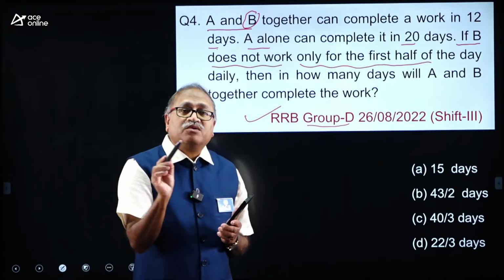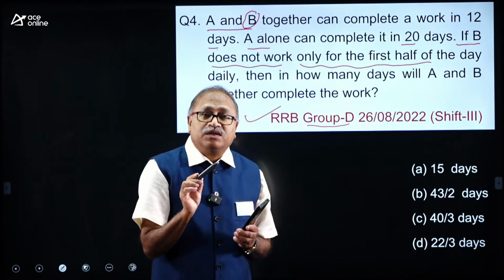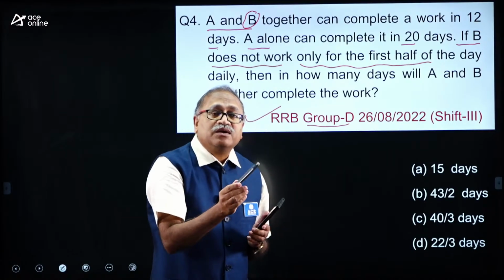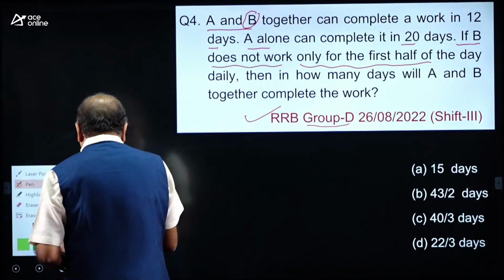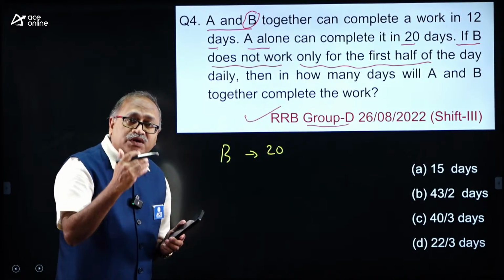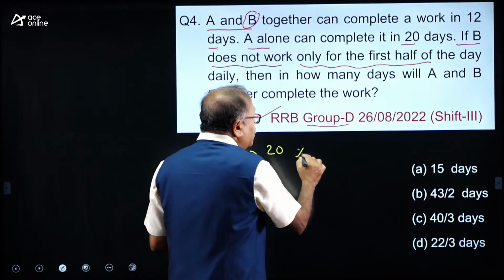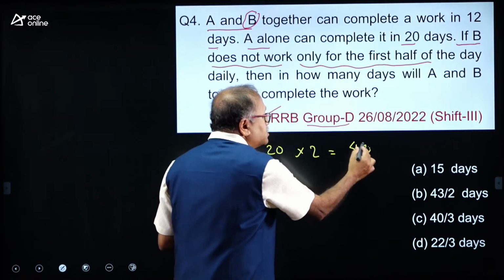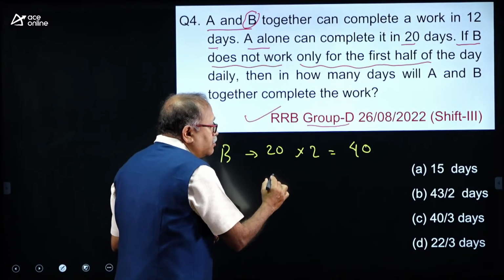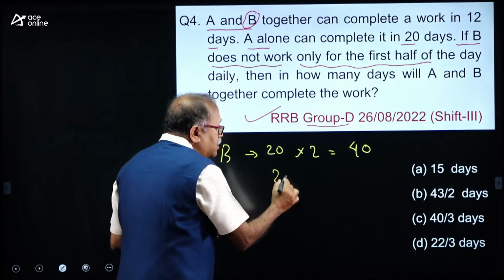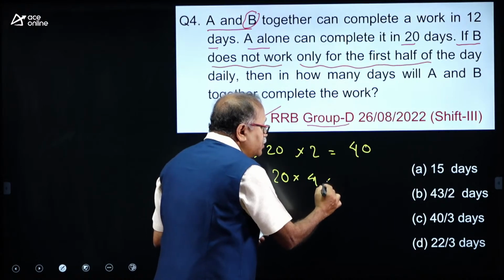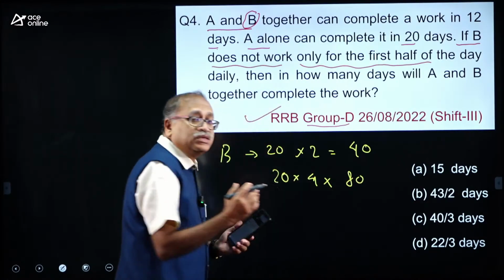So, what happens normally, if B can complete the work in 20 days, as he is working only half of the day, he will take double the time. If B is working the whole day and completes the work in 20 days, if he works only half of the day, then the number of days will be 40 days. If only 1/4 of the day, then what will happen? The number of days, to complete if he works 1/4 of the day. So, 20 into 4, that comes 80 days it will take.